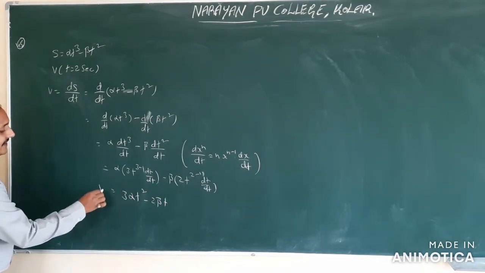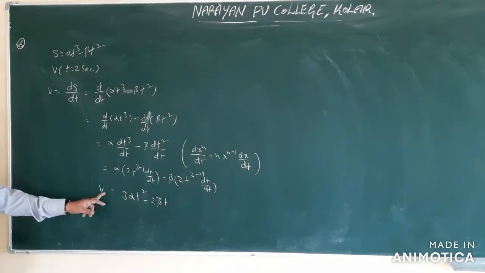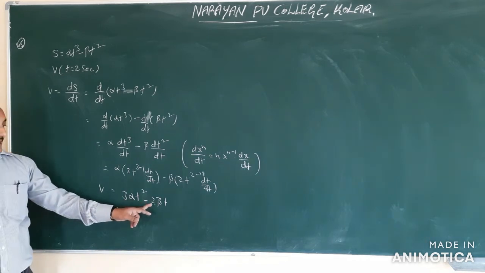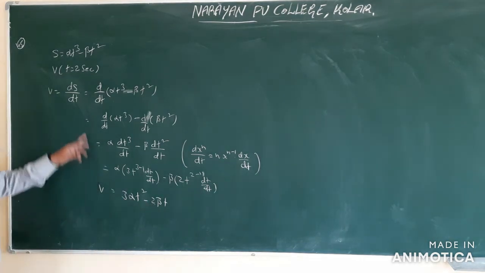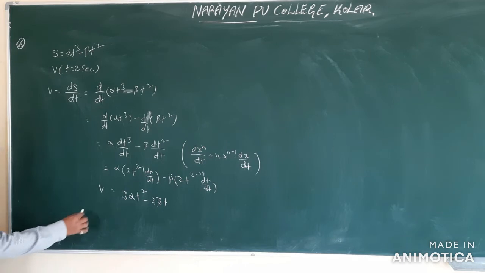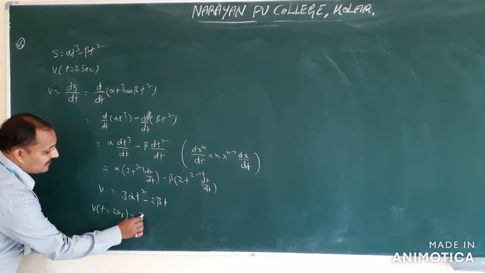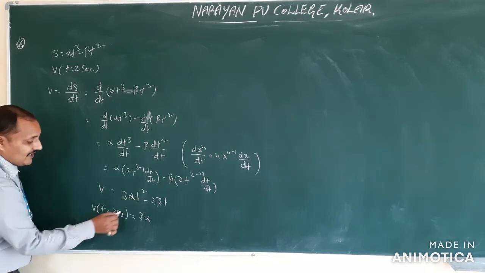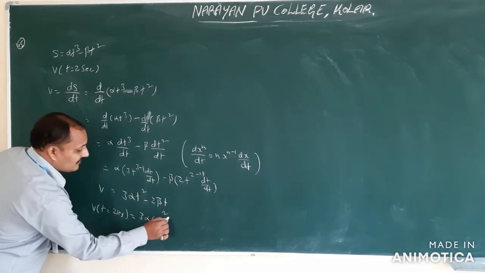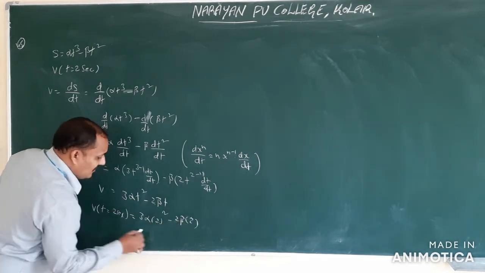Therefore this is the equation for velocity. So the velocity equation is 3 alpha t square minus 2 beta t. At what time are they asking for the velocity? 2 seconds. Therefore velocity at t equal to 2 seconds is equal to 3 alpha. In place of t, how much do we have to substitute? 2. 2 square minus 2 beta into 2.